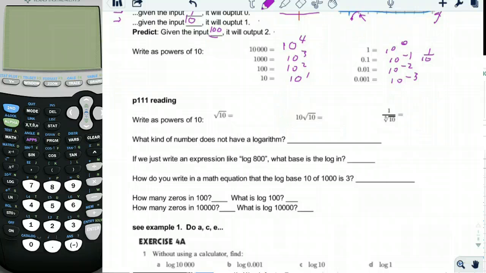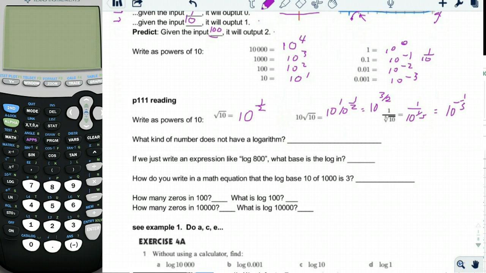Okay. Write as a power of 10, square root of 10. Well, the square root of 10, that's not as easy, but the square root of 10 is the same as 10 to the half. 10 times square root of 10, this would be 10 to the first times 10 to the 1/2, and since it's the same base, you can add the exponents, 10 to the 3/2. 1 over the fifth root of 10. Okay, so that would be 1 over 10 to the 1/5. Now remember, if you ever have an inverse like that, you can say 10 to the negative 1/5.